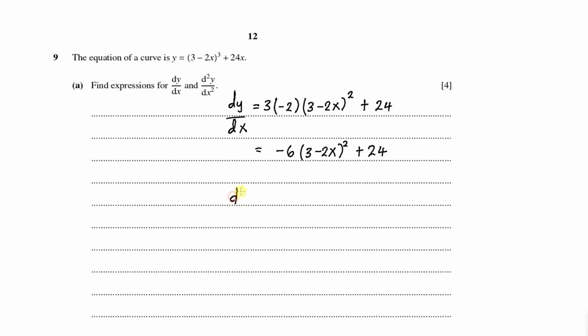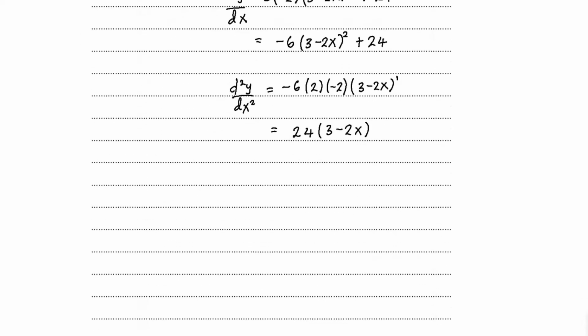Then for the second derivative, I'm going to differentiate the first derivative. So minus 6 is already here. Then I bring down the 2. Then differentiate 3 minus 2x, I get minus 2. Then I write down the 3 minus 2x. Then 2 minus 1 is 1. And the derivative of 24 is 0, so we get nothing there. So the second derivative will come out as minus 6 times 2 times minus 2, that's 24, bracket 3 minus 2x. So this here is the second derivative.